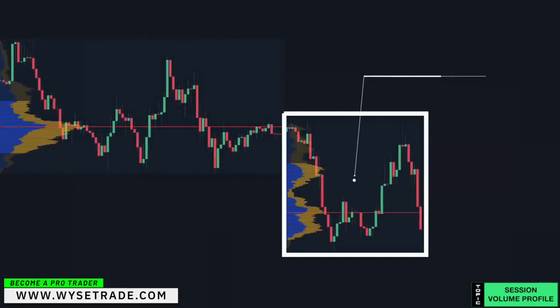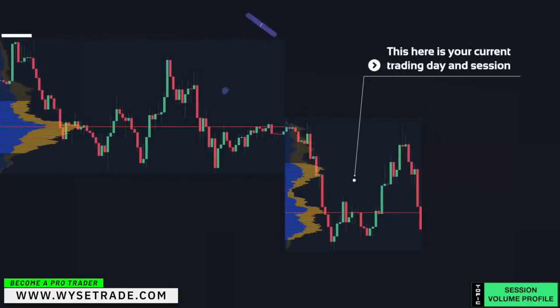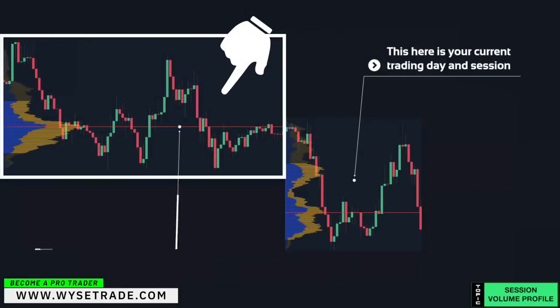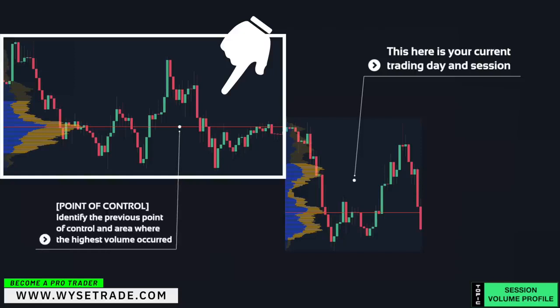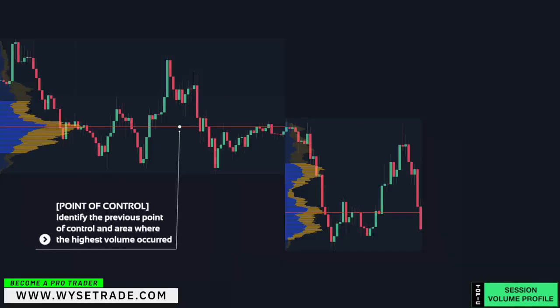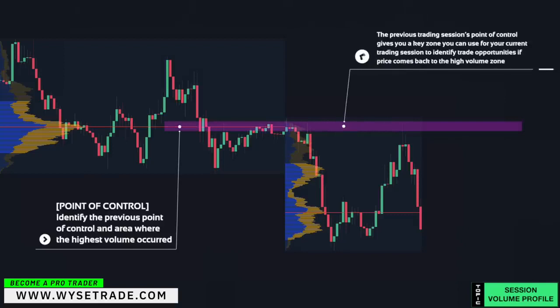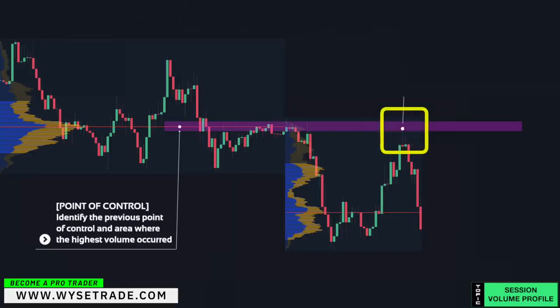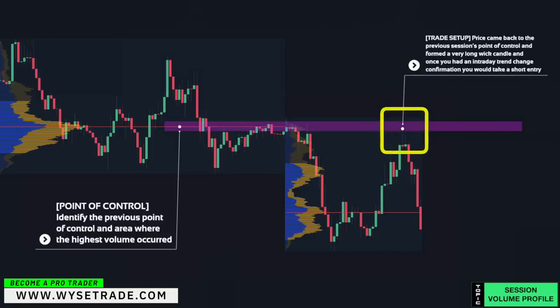This here is your current trading day and session. You look at your previous trading session and identify the previous point of control and area where the highest volume occurred. The previous trading session's point of control gives you a key zone, and you can use it for your current trading session to identify trade opportunities if price comes back to the high volume zone. Your trade setup is here, where price came back to the previous session's point of control and formed a very long wick candle. And once you had an intraday trend change confirmation, you would take a short entry.